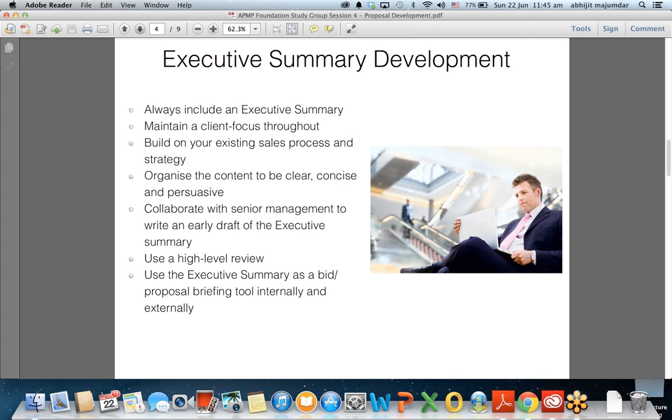So that's about the executive summary. You can go through the executive summary details in the best practices of the APMP proposal guide, and you will see that these are mostly the 4 points or 4 thoughts which you need to have.